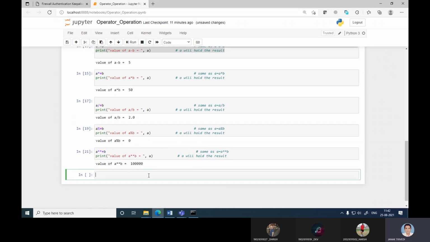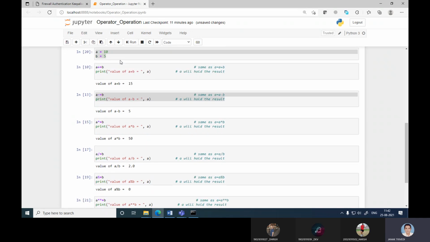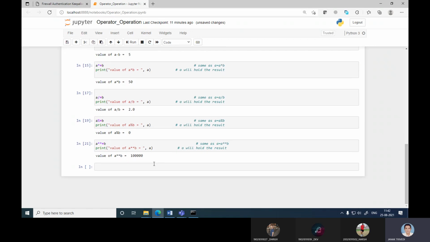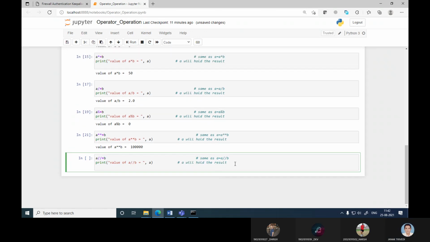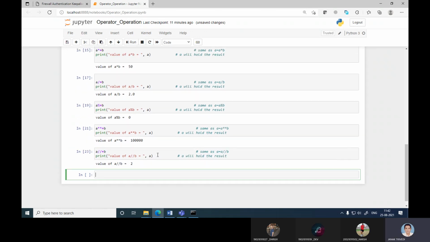Okay, so 10 raised to 5. This value is huge. Once again we run this value. Now it is line 21. So the 22 is a huge value. So it is 22. Then last, floor division, okay, because it returns an integer value.